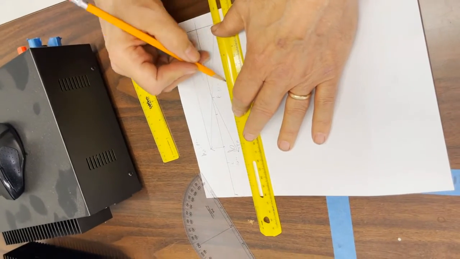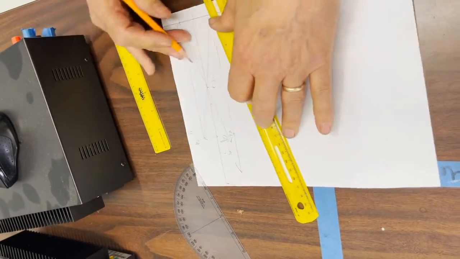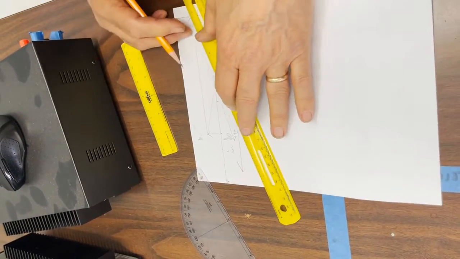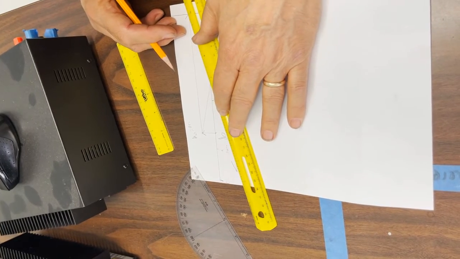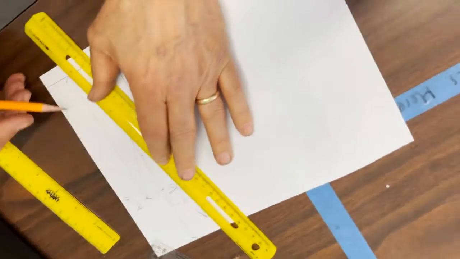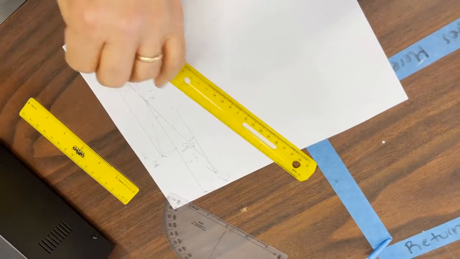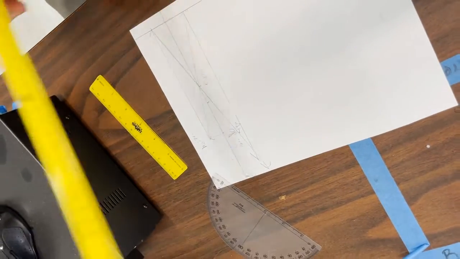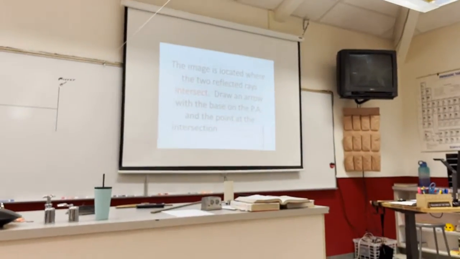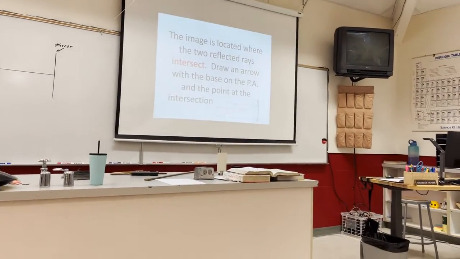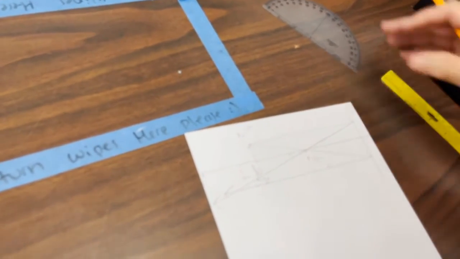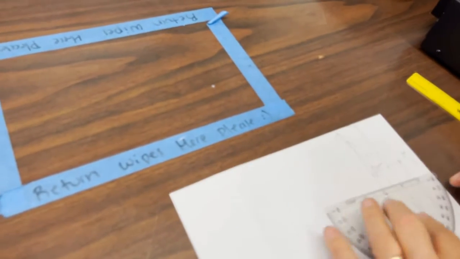So then what I'm going to do is extend this line a little bit farther. Oh, and that's where your real image will be. Well, actually, you're right. A real image. The image is located where the two reflected rays intersect. That's the location of the image. Images are formed where light rays converge, or where they appear to converge.